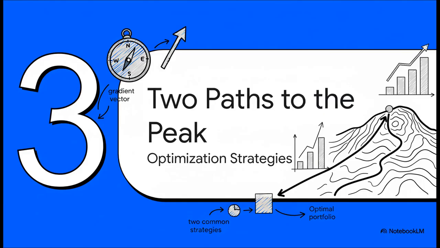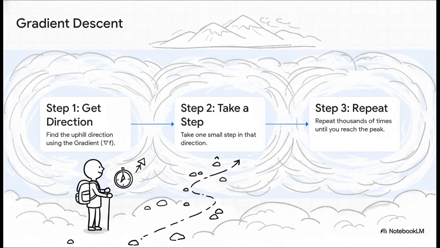We've got our topographical map, the Hessian. Now, how do we actually make the climb to the top of the mountain? Well, let's compare 2 common ways to get there. First up is gradient descent. This one's super simple. You just pull out your compass, the gradient, find the uphill direction, and take one small step. Then you do it again, and again, and again, maybe thousands of times. It's exactly like hiking up a mountain in a dense fog. You can only see the ground right in front of you, so you just keep taking small, careful steps uphill.